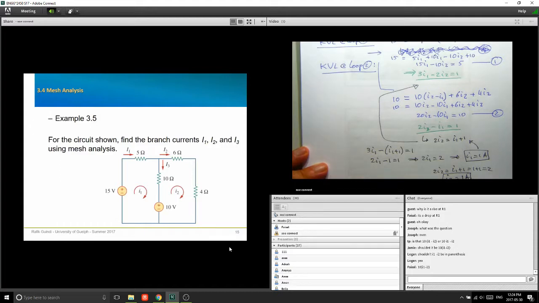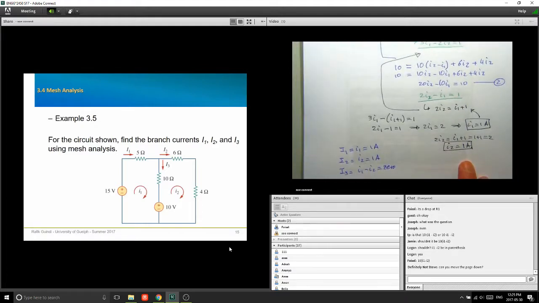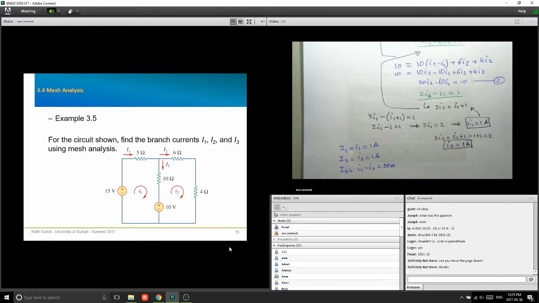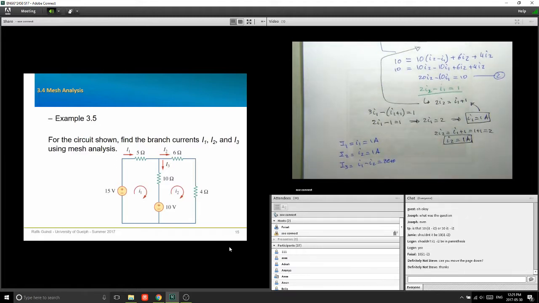Okay. So if you have these two mesh currents, what would be the value of the branch currents? Big I1 is equal to small I1, that's 1 amp. Big I2 equals small I2 equals 1 amp. And I3 equals I1 minus I2 equals 0. Okay, there you go.